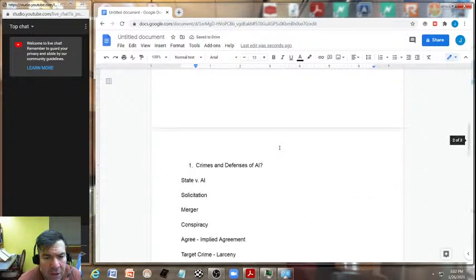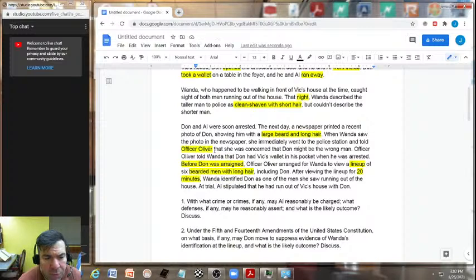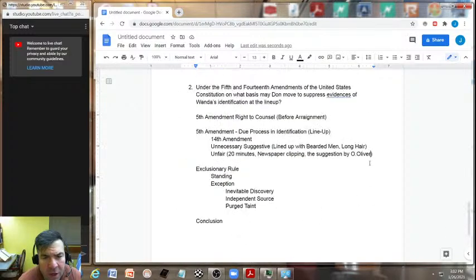that Officer Oliver told Wanda that Don had Vic's wallet in his pocket when he was arrested. Now, before Don was arraigned, Officer Oliver arranged for Wanda to view a lineup with 6 bearded men. This is the aspect concerning the lineup, that the suggestion by Officer Oliver might have been considered unfair, which is definitely possible here. And if the due process in the identification of the lineup is not proper because of it not being consistent with due process, the exclusionary rule would kick in here.